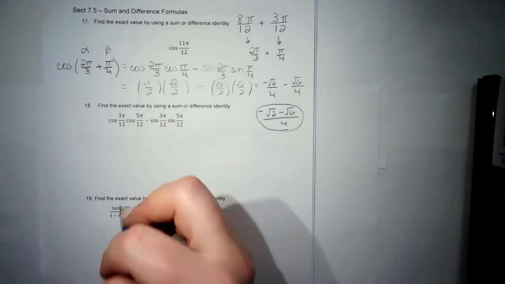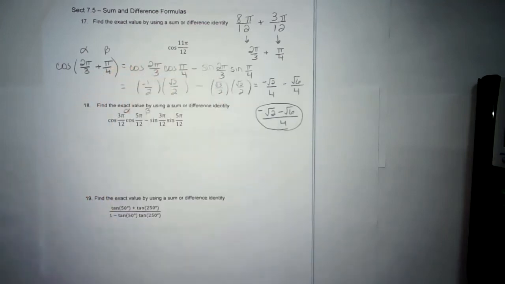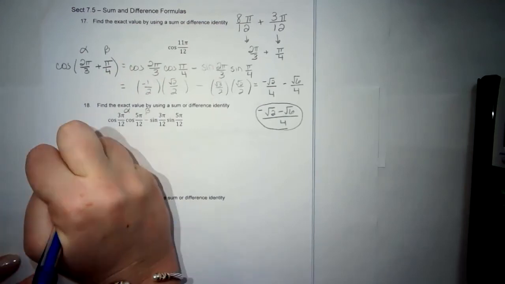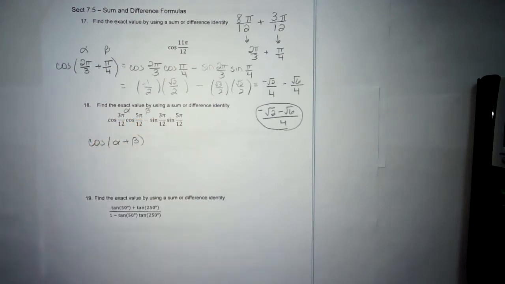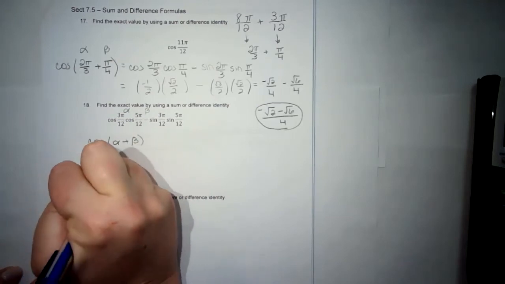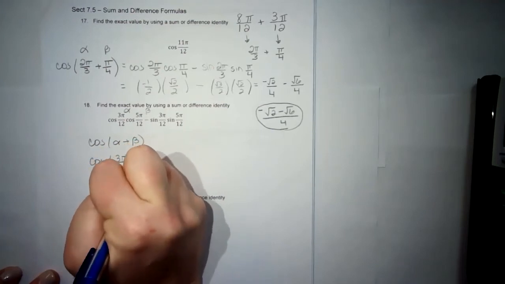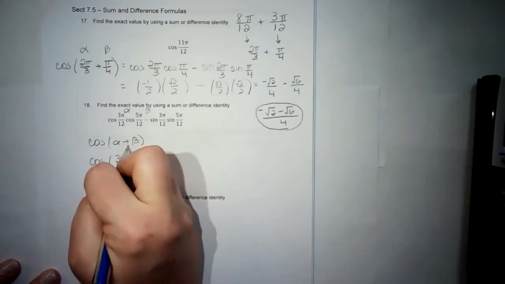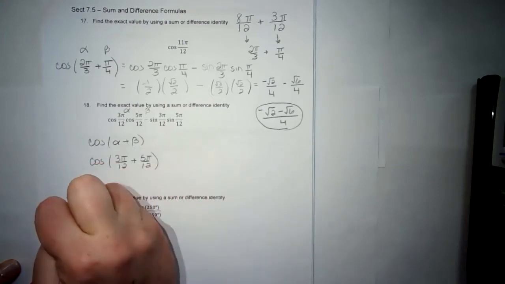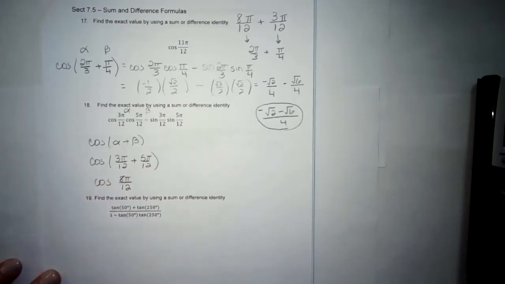Okay, so the first angle you see is alpha. The second different angle you see is beta. And we said we're using the top one, which was cosine of alpha plus beta. So I'm going to plug in 3 pi over 12 for alpha and 5 pi over 12 for beta. It told me to add them together because that's the one that we came up with. That's going to be cosine of 8 pi over 12.